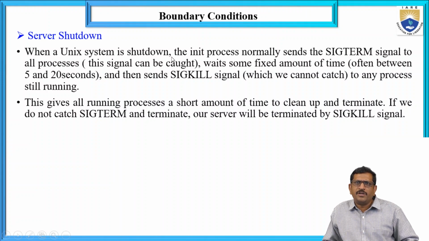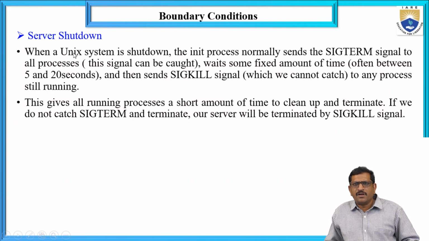When a Unix system is shut down, the init process normally sends the termination signal, that is SIGTERM, to all the processes. This SIGTERM signal can be caught. It waits for some fixed amount of time, often between 5 and 20 seconds, and then sends the SIGKILL signal, which cannot be caught, to any process still running.